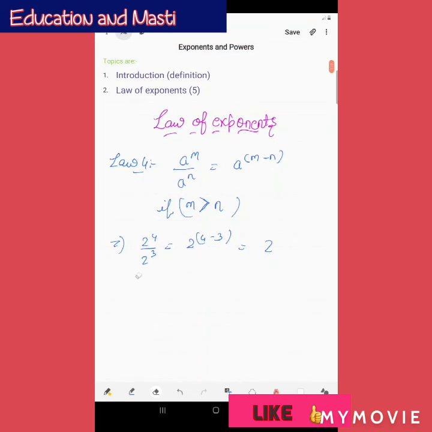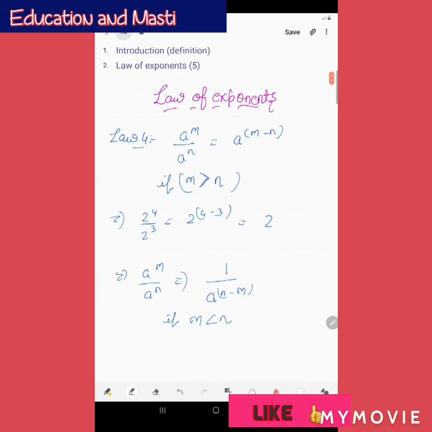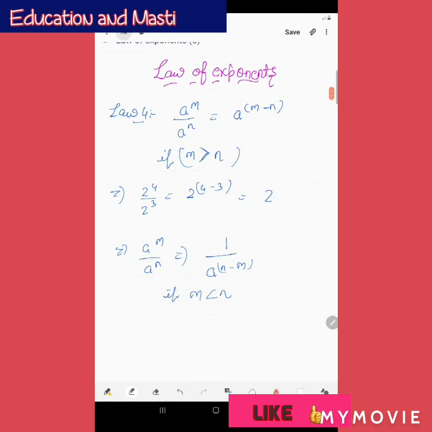And one more type of thing is given in this, that is a^m by a^n. In this case, if n is greater than m, then what will happen? Then we will not do m minus n. Then what will we do? 1 by a^(n-m). So in this case we will be subtracting n minus m. In that case, m will be smaller than n. So don't be confused if m is smaller than n.